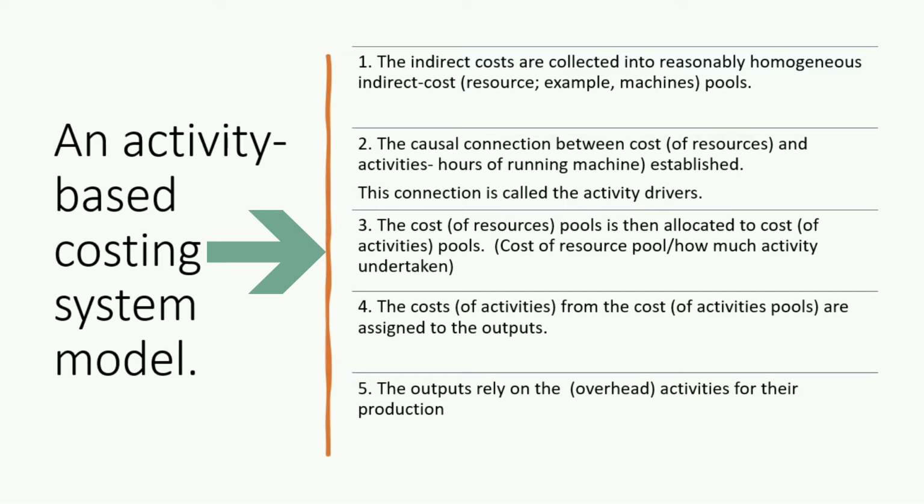Third is this resource pool is then allocated to activities. So the way it's been done is we take the cost of the resource pool and then we look at how much activity has been undertaken so that we can come up with how much a given activity costs. That means if it has to be done 10 times, when we do it once, how much it costs. Fourth is cost of the activities from this cost of activities pool are then assigned to the outputs. These outputs could be products. Fifth is outputs rely on these overhead activities for their production and for costing purposes, costing the overheads.